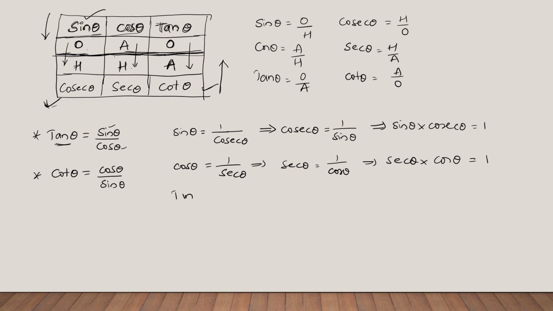The same way we can write for the third one also. So tan theta is equal to 1 by cot theta, which implies cot theta I can write as 1 by tan theta. The same way I can write tan theta into cot theta is equal to 1.